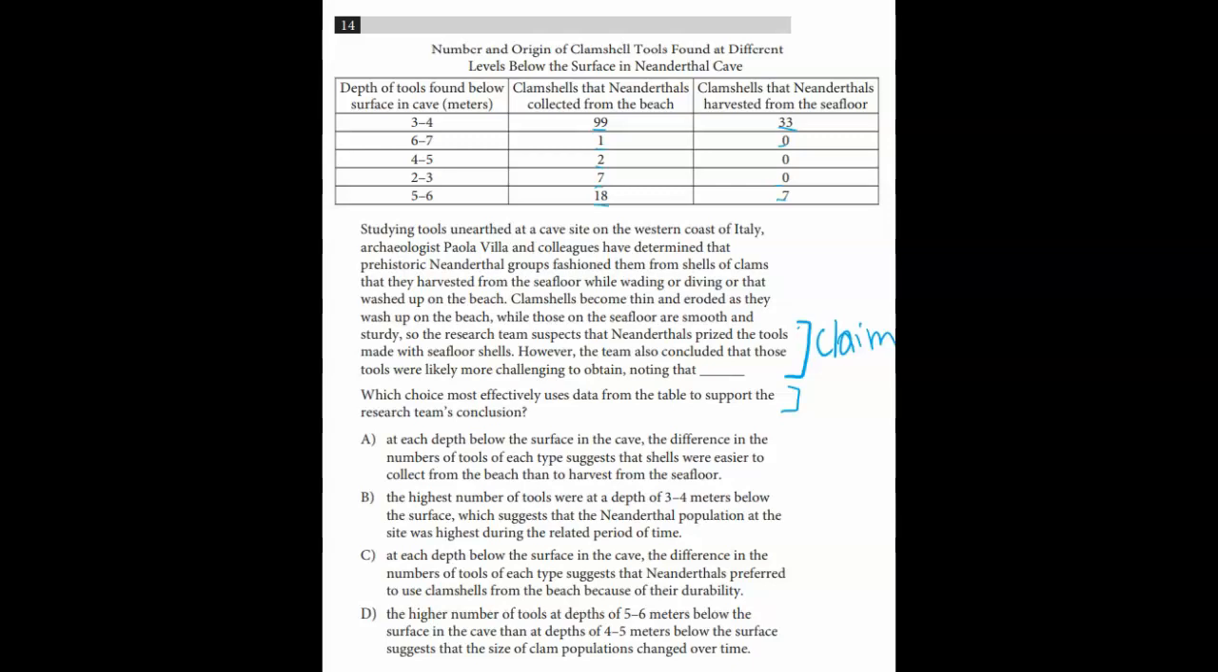Well, you can see in all these cases that the amount from the seafloor is significantly less than the ones collected from the beach, and that would heavily imply that the seafloor ones were harder to get because they had way less of them in all cases. And so I expect that to be reflected through A through D. So let's look. At each depth below the surface of the cave, the difference in the number of tools of each type suggests that the shells were easier to collect from the beach than to harvest from the seafloor.